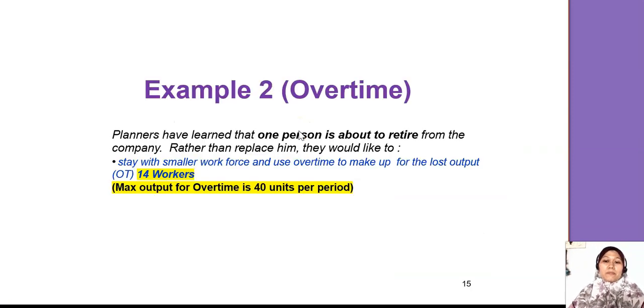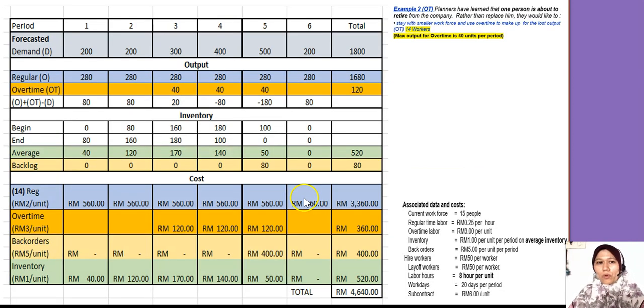Now you're going to do example 2. They say that using overtime, but there's one person who is going to retire. So how many left? Only 14 workers. And output for each period for overtime is 40 units, cannot be more. So we want to know what other difference we need to do the overtime.